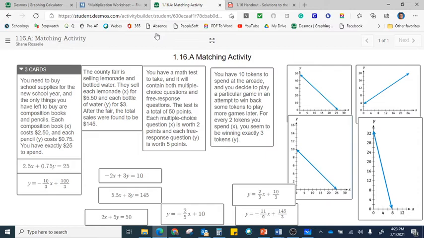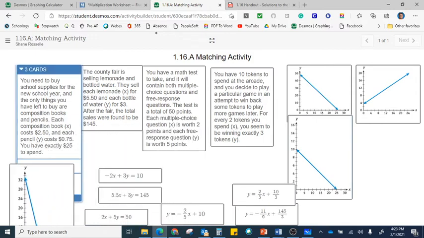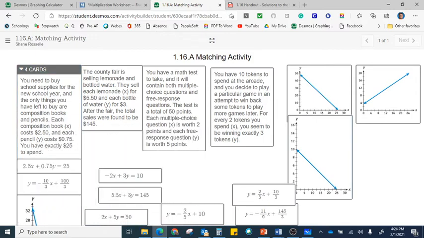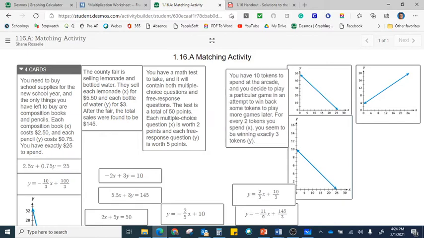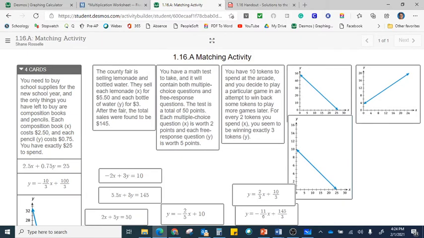And this one right here, look, there's 32. It's not going to intercept at 32, it's a little bit higher than 32. So I'm going to say that that one's going to be it. Okay, and there we go. Those are all matched up, and that's the way you would do the rest of each of those.